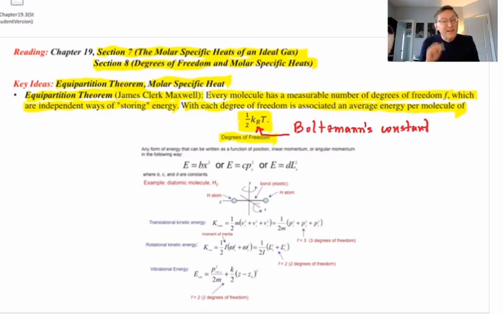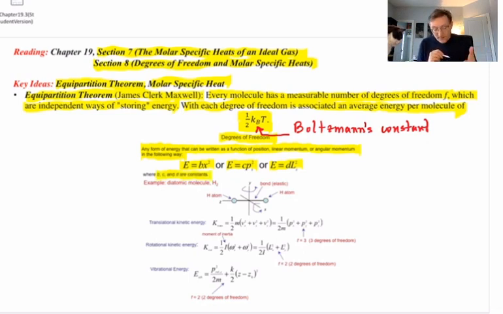This is all about determining how many degrees of freedom a molecule has. A degree of freedom, a little bit more explicitly, is any form of energy that can be written as a function of a position coordinate, a linear momentum component, or an angular momentum component in the following way. E here stands for energy. The energy can be written as a constant times the x coordinate squared, or a constant times the x momentum squared, or a constant times the x angular momentum squared. The B, C, and D there are all constants.